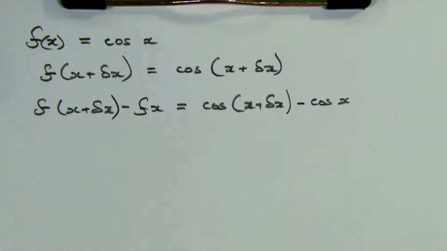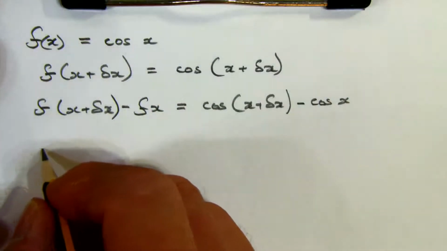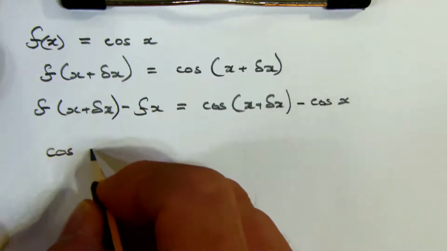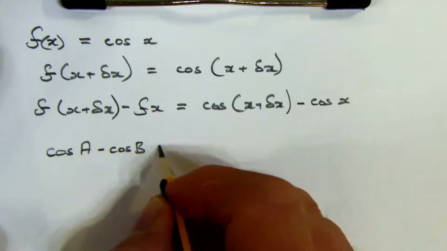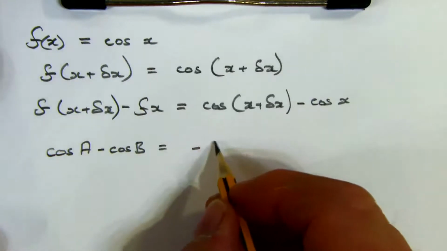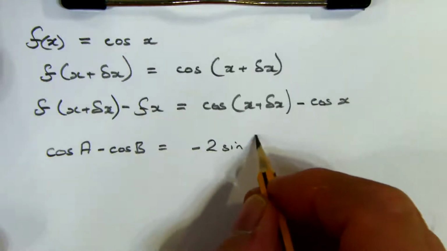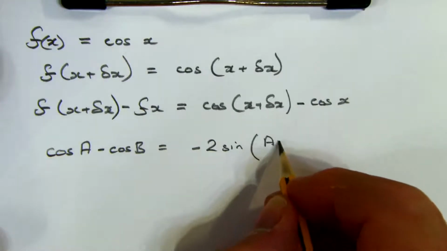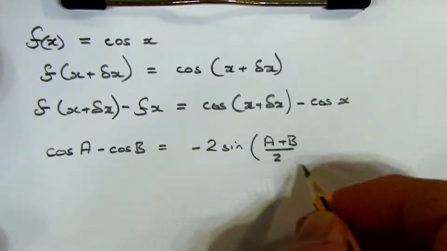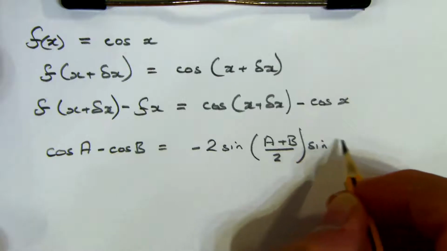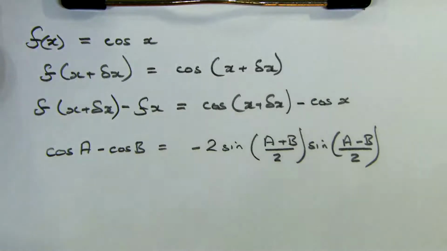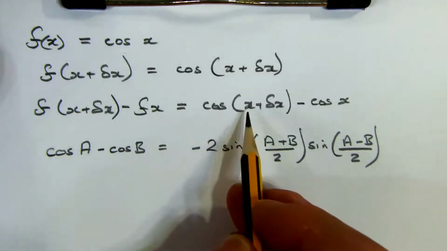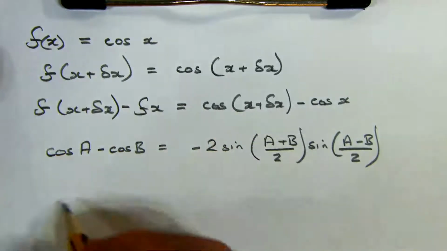Okay, so we've worked out that. Now, what else do we know? We know our cos function. We know that the cos of A minus the cos of B, just to remind you, is minus 2 sine of A plus B over 2 times the sine of A minus B over 2. So let's see if we can write this in an alternate form.